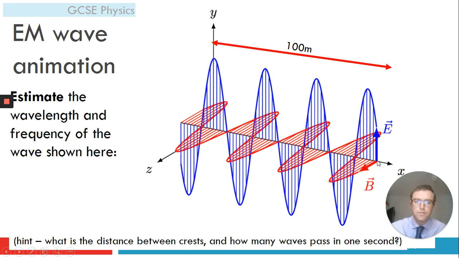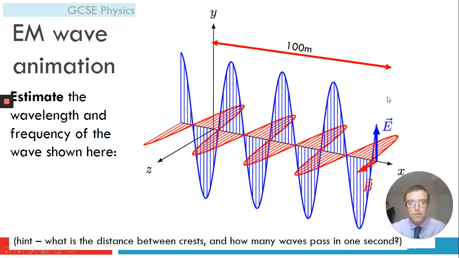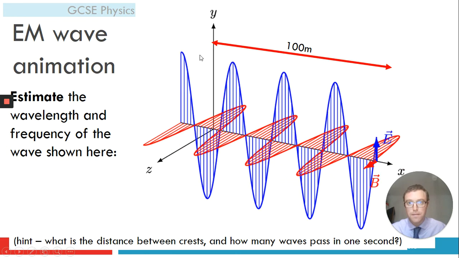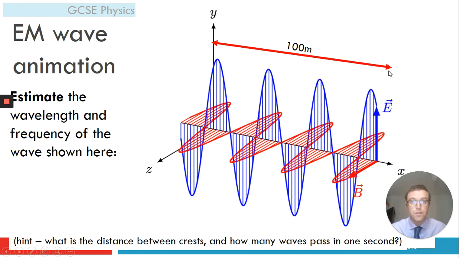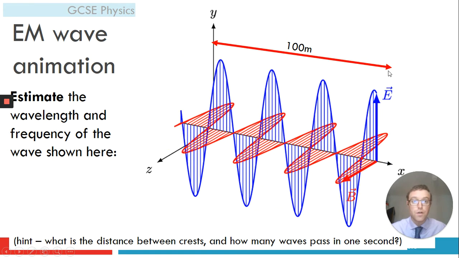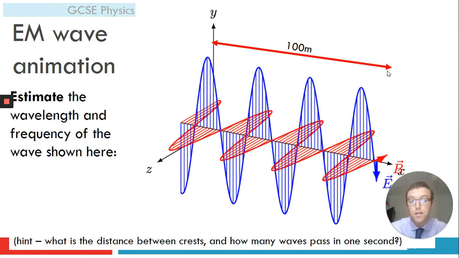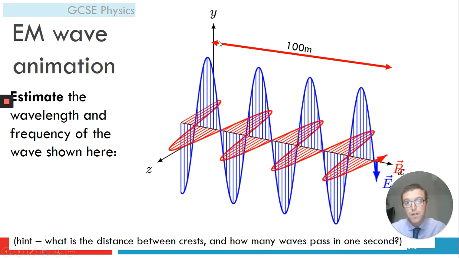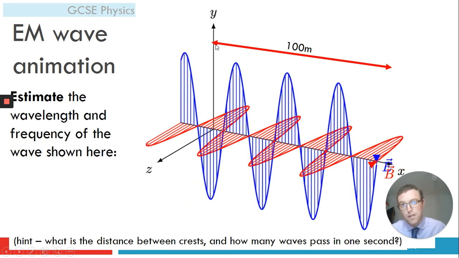Well, not simple because you haven't done it before, but we estimate how many crests, if we have 100 meters here, how many full waves fit in 100 meters. We can divide that by the number of waves, and that will give us the length of one wave. So we've got a scale of 100 meters from this end to this end.